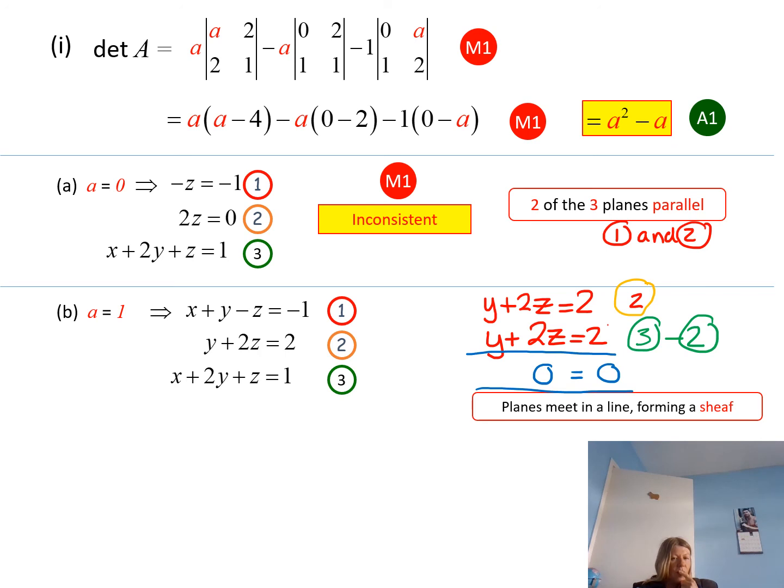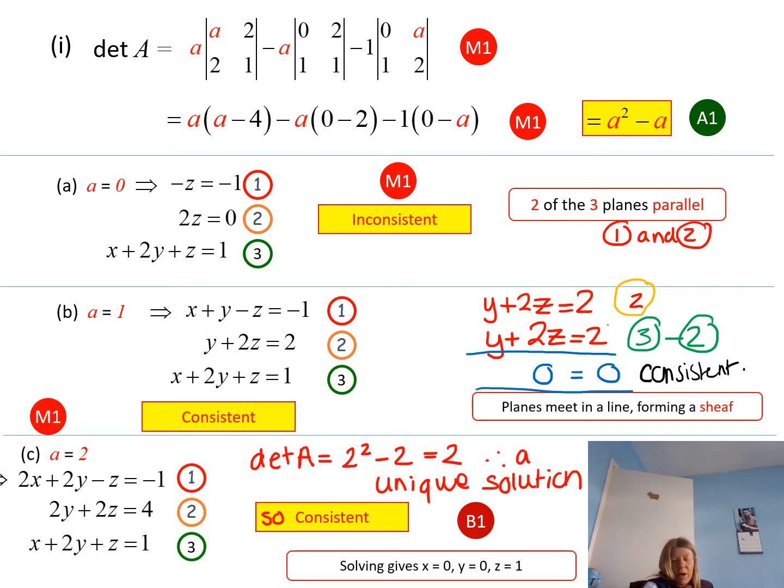When a equals 1, you get 3 different looking equations. And using the determinant, a squared minus a, 1 take 1, still 0, so no unique solution. Try and solve the 3 equations, eliminate one of the letters. I've eliminated x. If you solve them on your calculator, it will tell you that there are many solutions. So we solve them like this, you get 0 equals 0, so they're consistent. They're consistent and it will form a sheaf.